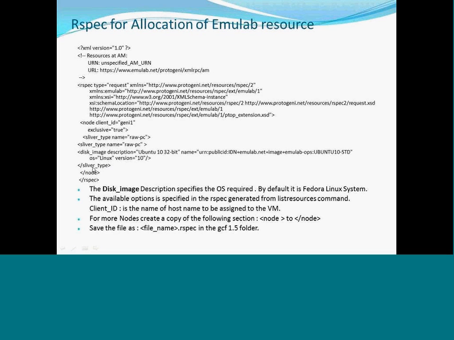One thing to remember is do not forget to close this sliver type, otherwise the aspect would be rejected and you wouldn't be allocated. So always make sure that the aspect is very similar to whatever is mentioned here. And if you want more than one node, you could just copy from here, in this node to this slash node, and paste it before the slash aspect. So every node would have a node and a sliver type, and the whole file would just have one aspect.